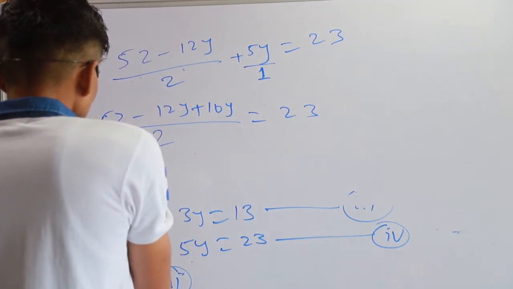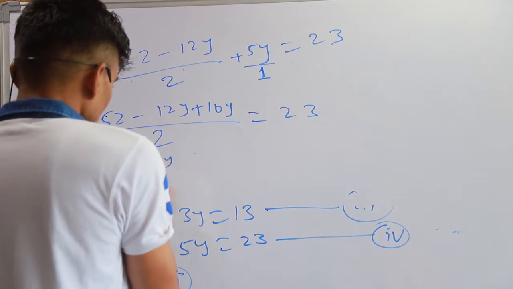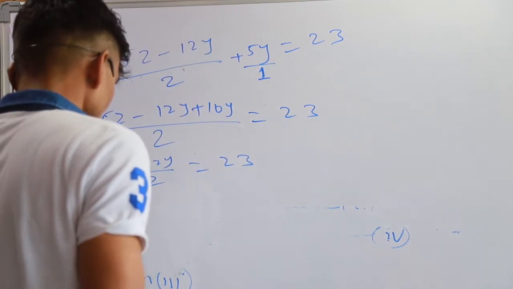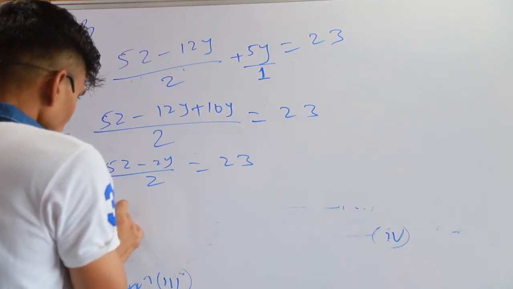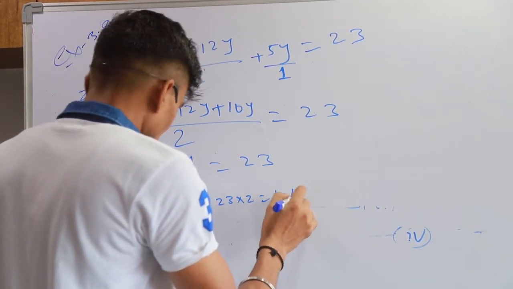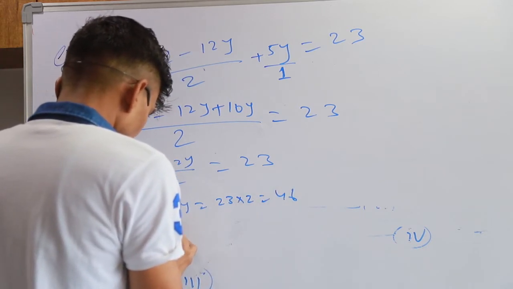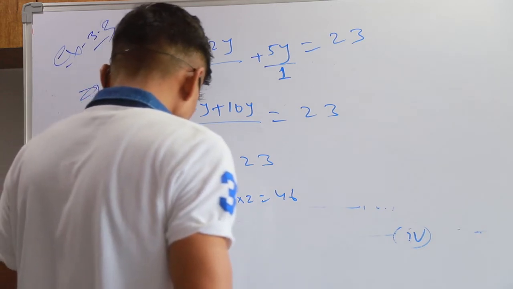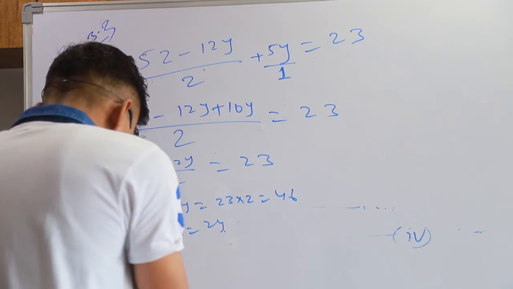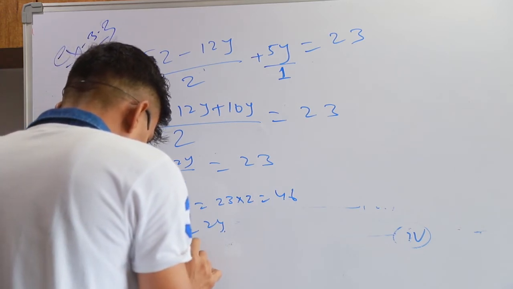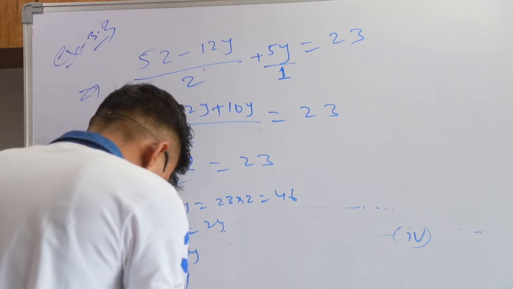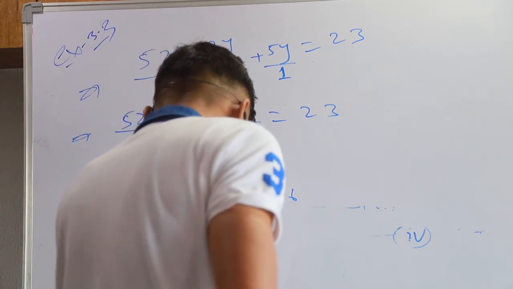Now here 52 minus 2y by 2 is equal to 23. 52 minus 2y equal to 23 into 2, that is equal to how much? 46. 52 minus 46 is equal to 2y. That means 6. 6 is equal to 2y, and 6 by 2 is equal to y. That means y equal to 3. Y equal to how much? 3. Now y equal to 3.